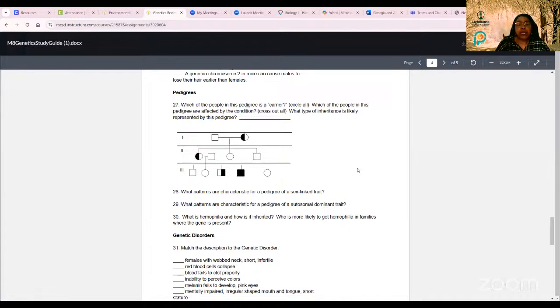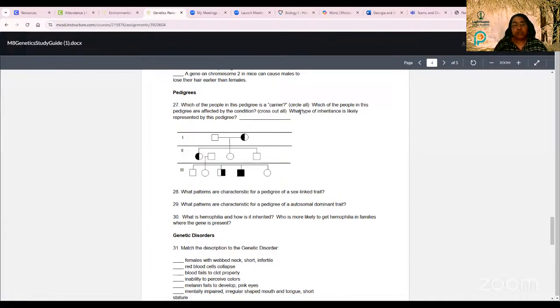Okay. It says which people are affected by the condition and it says cross out all. To be affected by the condition, they usually shade the whole thing in. So in this particular pedigree, the only individual who is affected by this condition is in the third generation. Nobody in the first or second, but in the third generation, the male that is totally shaded in is affected by it. So you have to remember the rules for making a pedigree chart.